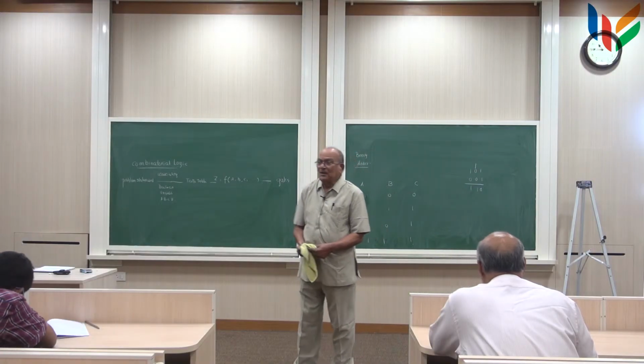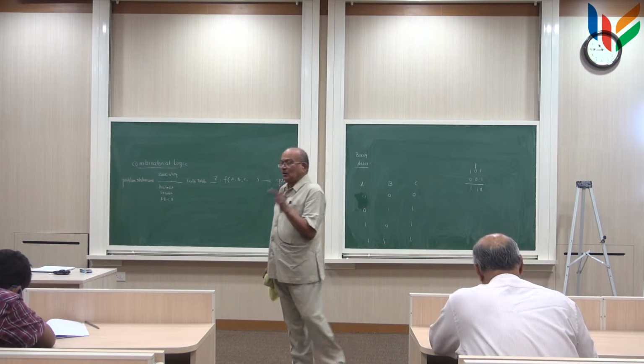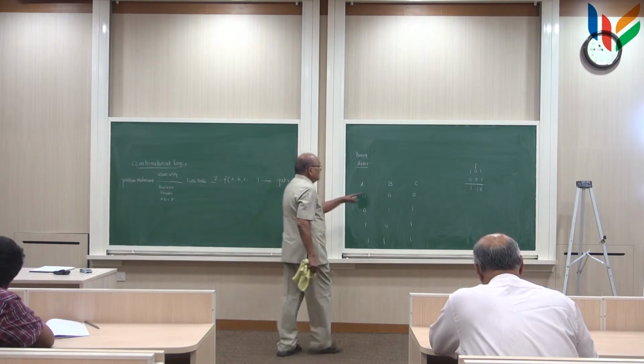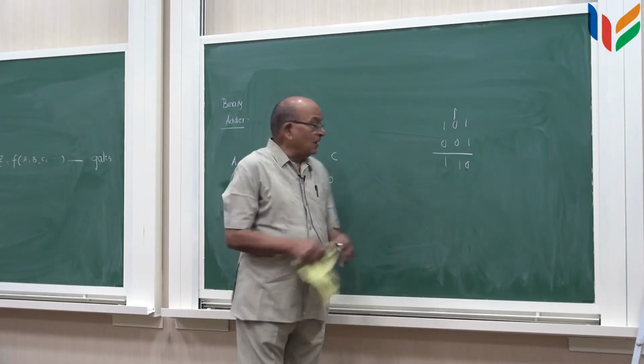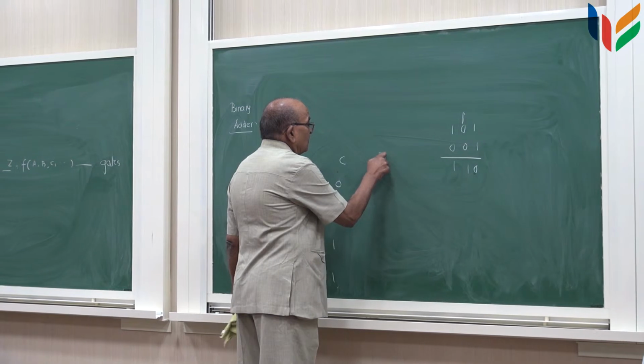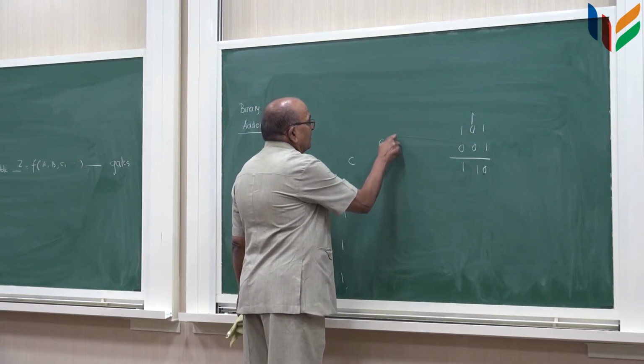So in the binary addition, there are 2 outputs. One output is the C output, corresponding to what we put here, and the another output called the D output, which is called the carry.